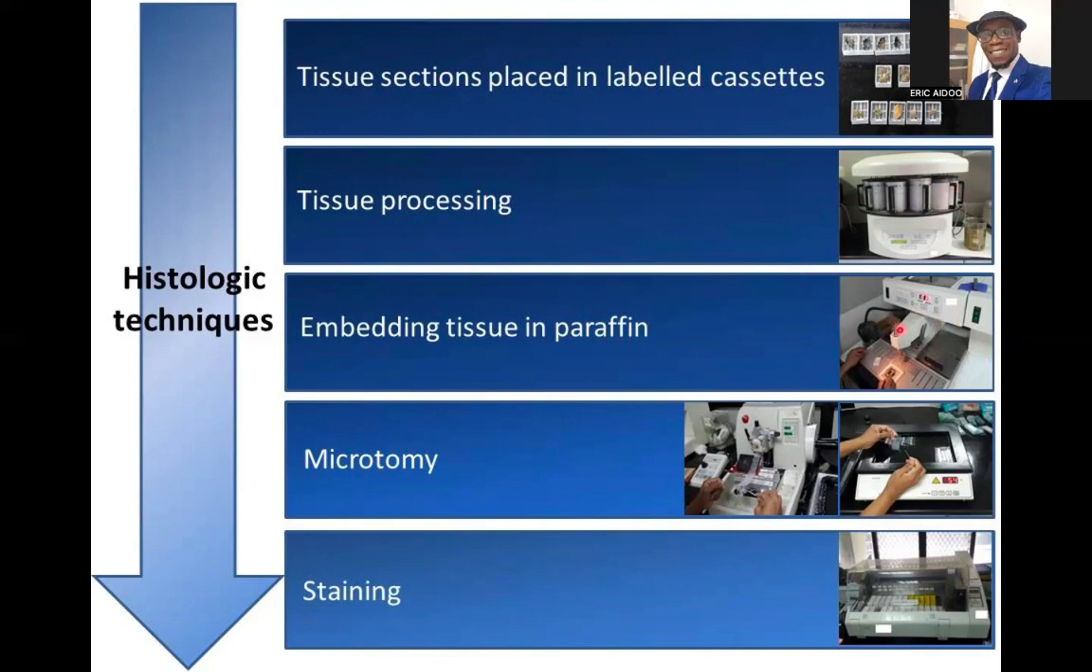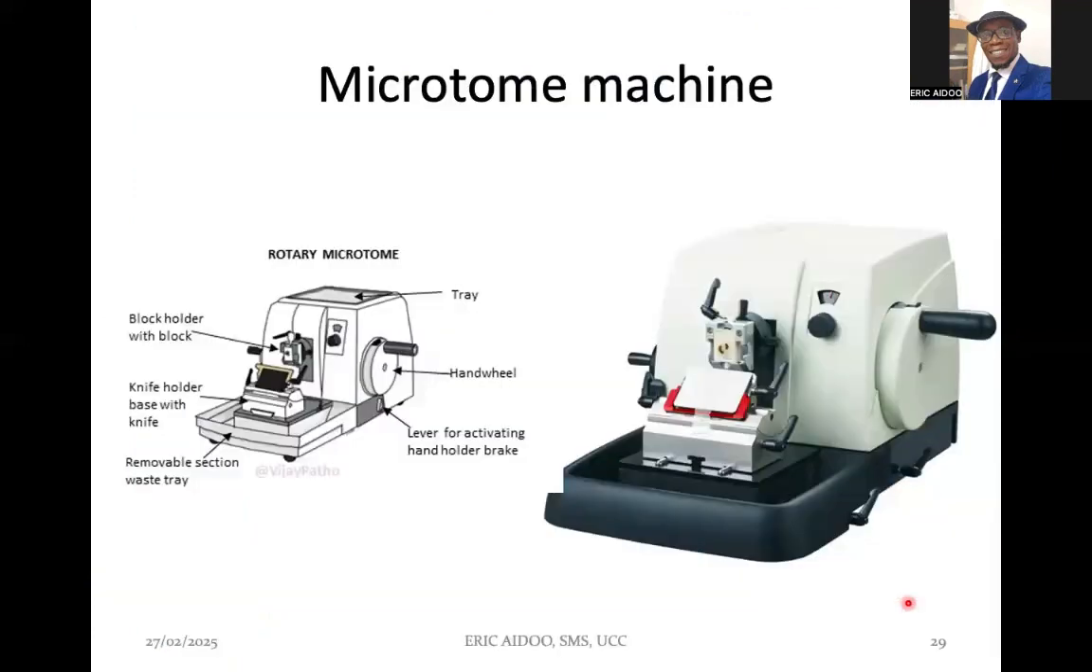Then you do the embedding with the wax, the microtome. So you fix the blocked tissue in there, and then you operate the microtome. Then you pick the ribbons onto water, and then you skillfully put them on the slide. Then you stain. This is an automated staining machine which will contain your stain of interest. So if it is H&E, hematoxylin and eosin, it will be there. Then it will do the stain.